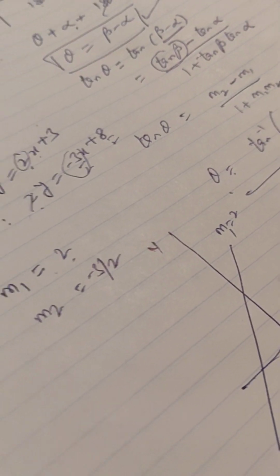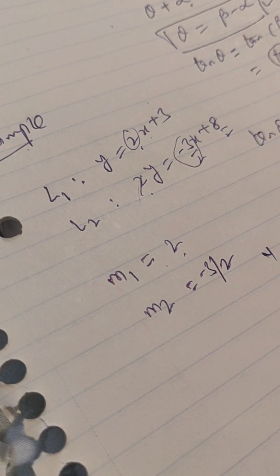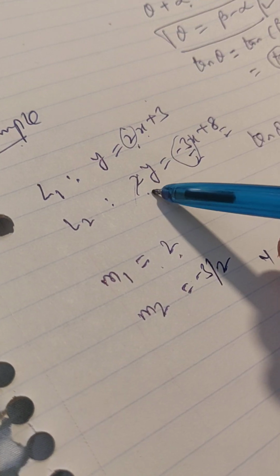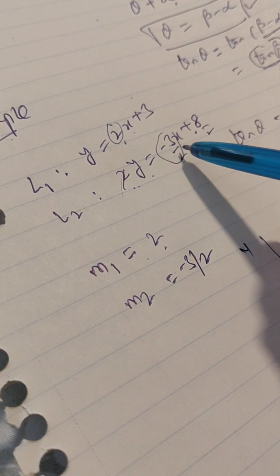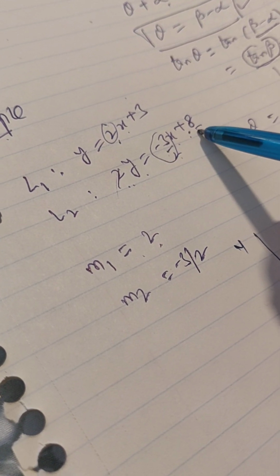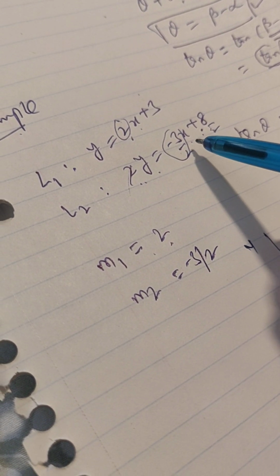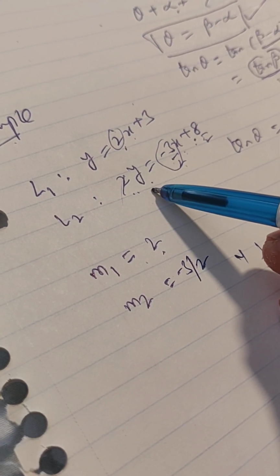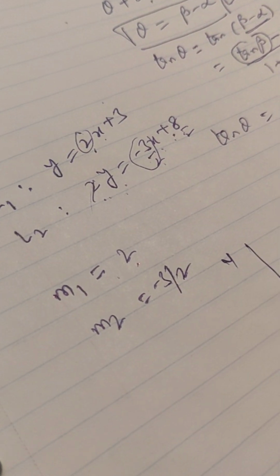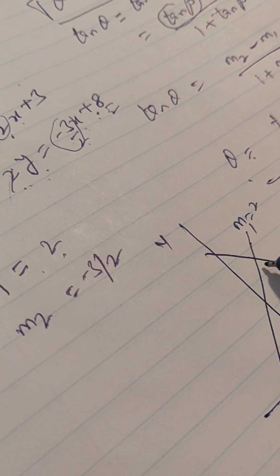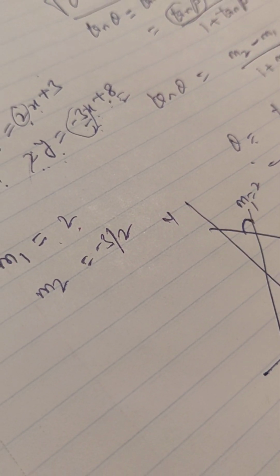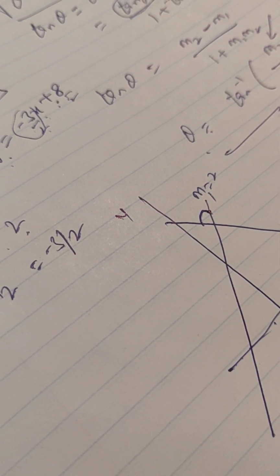So I call it m1. This is one line. Then another line, 2y equal to minus 3x plus 8, or y equal to minus 3 by 2 x plus 4. Now here, if x increases, y decreases. So that means it has to go like this. So I am asked to calculate the theta. This line has slope of minus 3 by 2.